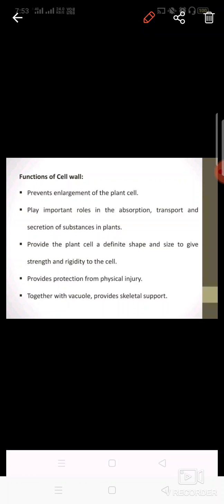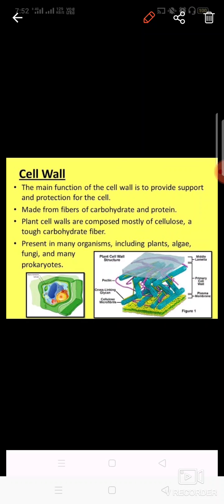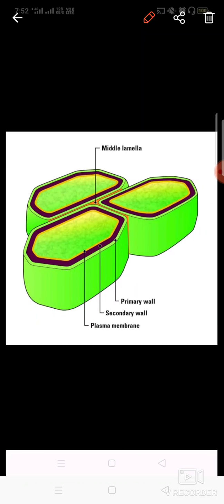So now today's topic, I think, is completed. What we have learned today is that the plant cell has an extra layer which is known as the cell wall. It provides support and protection to the cell. These are made up of cellulose and proteins, and are present in algae, fungi, plant cells, and bacterial cells. Plant cells are held together by the middle lamella, which is made up of pectin and other substances.